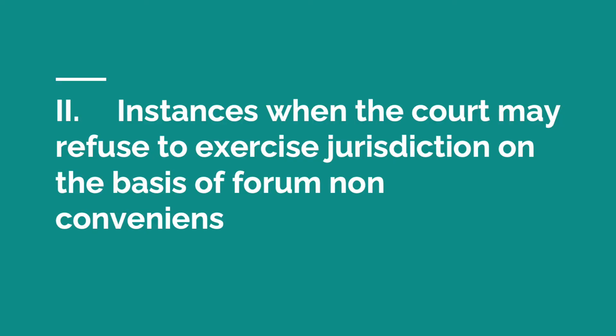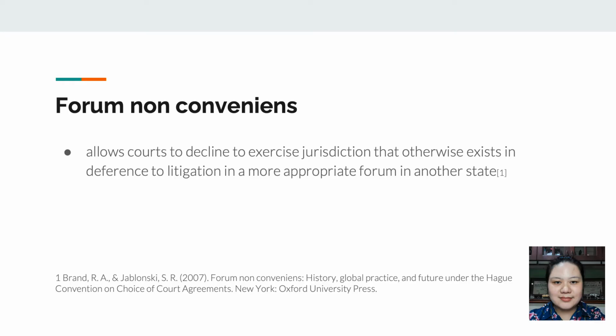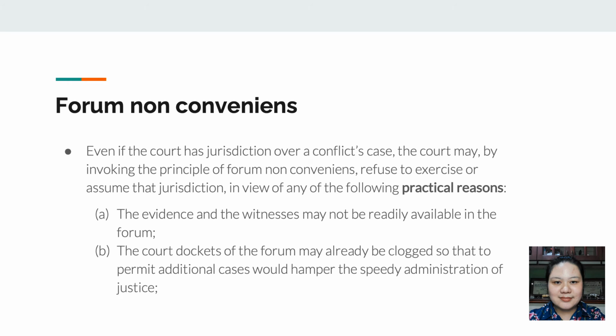So the court has jurisdiction, but there are instances when the court may refuse to exercise jurisdiction on the basis of forum non conveniens. What is forum non conveniens? Forum non conveniens allows courts to decline to exercise jurisdiction that otherwise exists in deference to litigation in a more appropriate forum in another state. So even if the court has jurisdiction over a conflicts case, the court may, by invoking the principle of forum non conveniens, refuse to exercise or assume that jurisdiction in view of any of the following practical reasons.